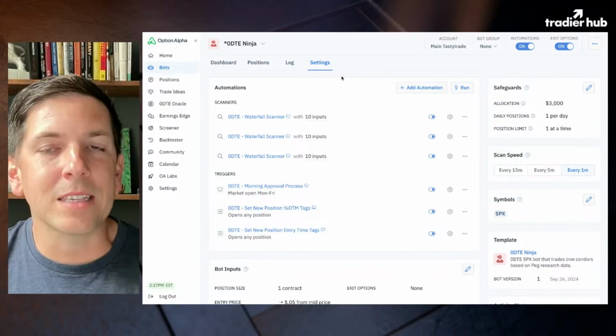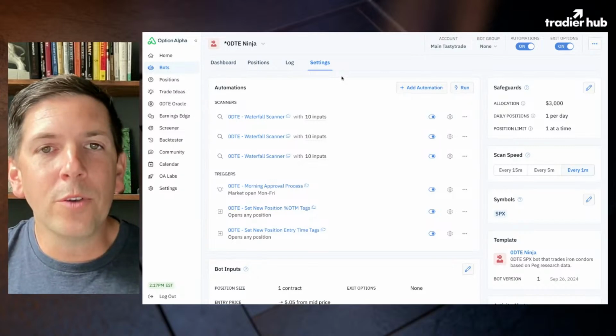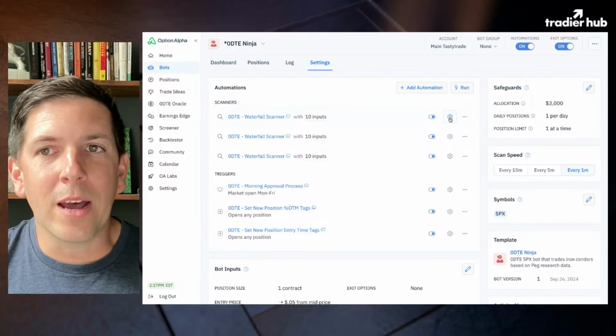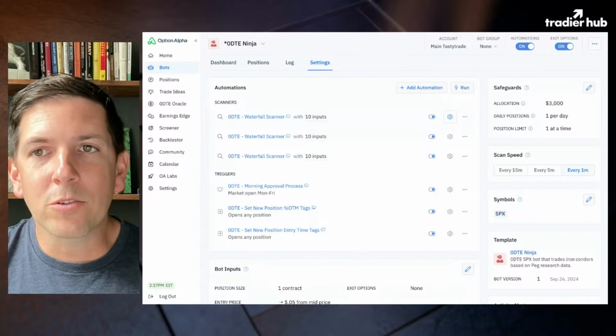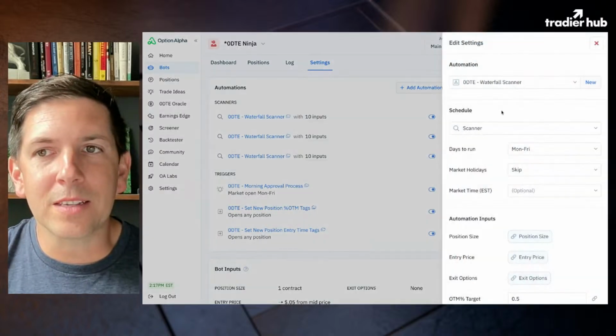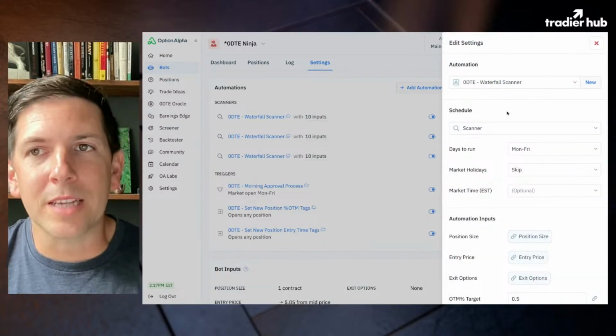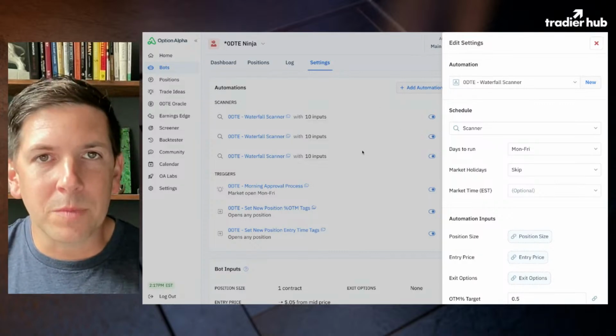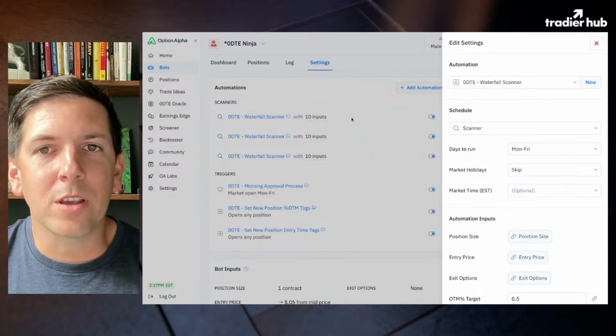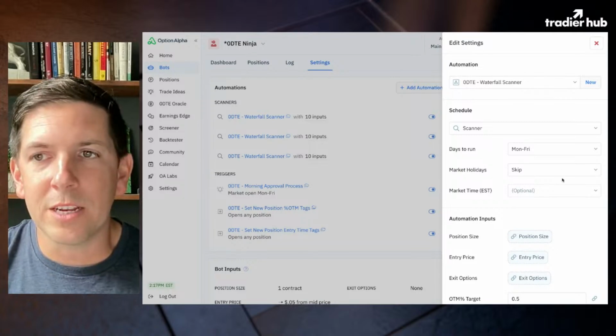But if you're inside of a bot that you're running, you can set your bot up. Well, there are a couple of different ways you could do it, so I'll show you these different ways here. The first way is to set this up so your scanner only runs at predefined market times. I have a couple of different scanners with different settings for this bot that I've shared in the community before, which is my 0DT Ninja.